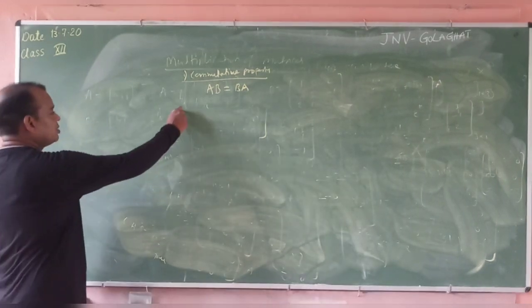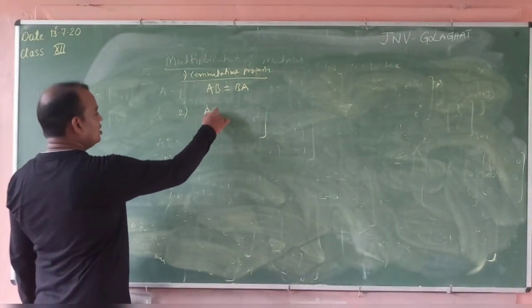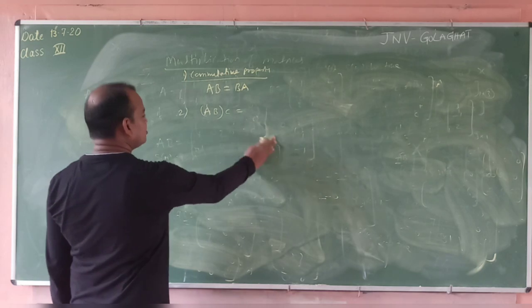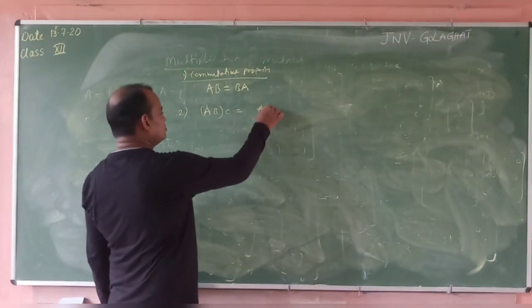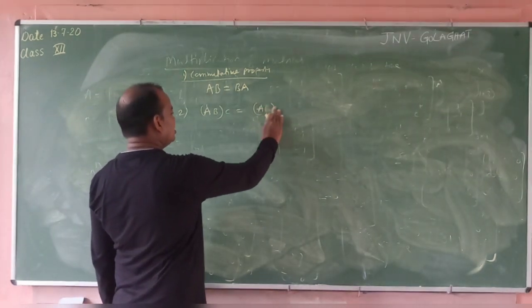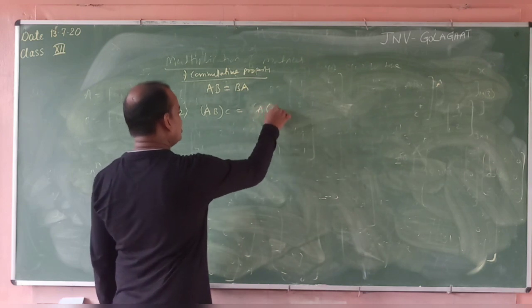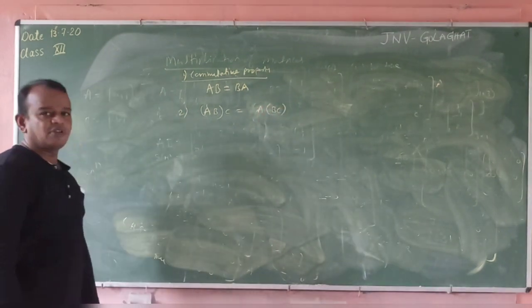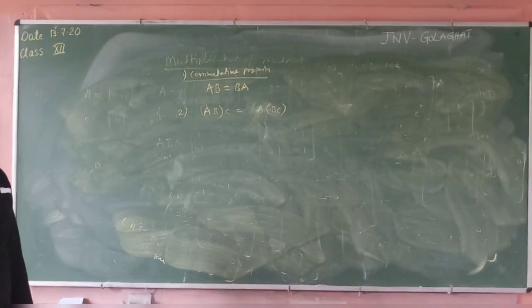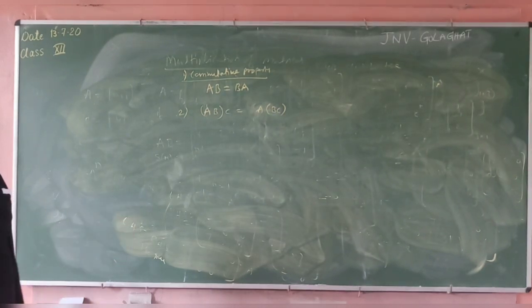Next, the associative property. What is the associative property? (AB) into C is equal to A into (BC). This is the associative property with respect to the multiplication of matrices.